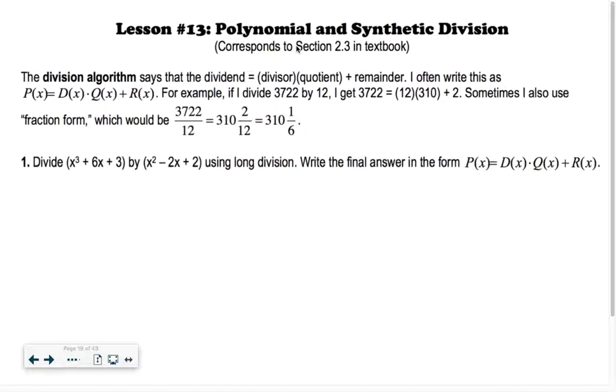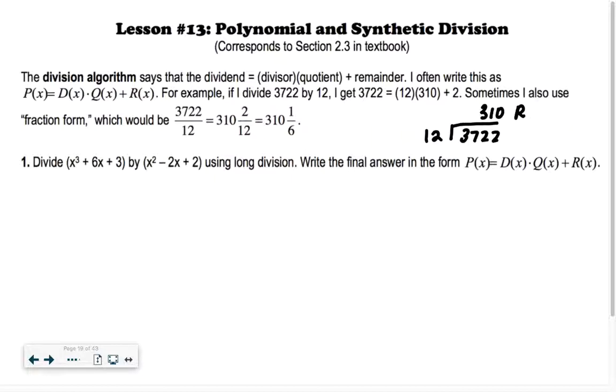So you'll often see me write P of x equals D of x times Q of x plus R of x. The of x's just mean that they can have x's in them. It's like polynomials multiplied. So it says, for example, if I divide 3,722 by 12, you end up getting 310 as our quotient, and then you get a remainder of 2.